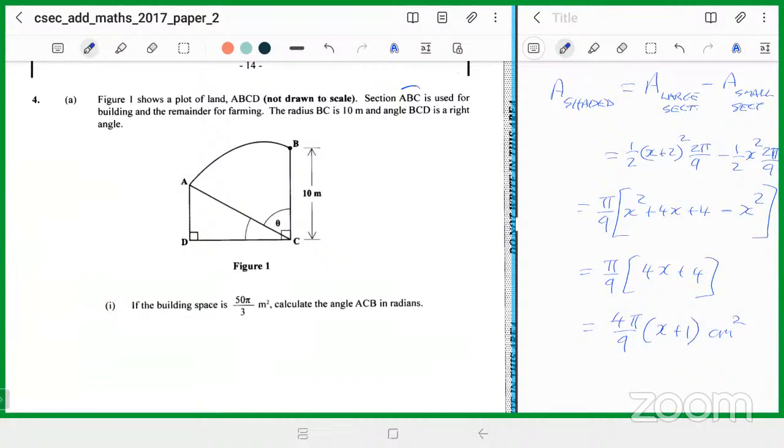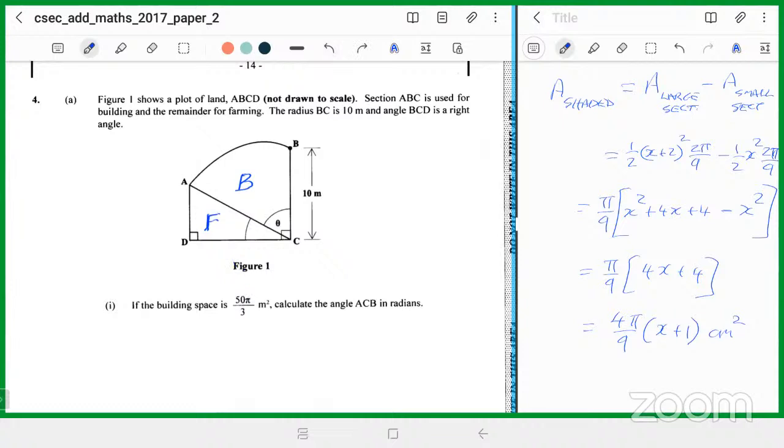It says section ABC is used for building. That's right here. I'm going to put B right here for building, so I can remember. So this part is used for building. And the remainder is used for farming, which is right here. So clearly, B is a sector, and F is a right angled triangle.